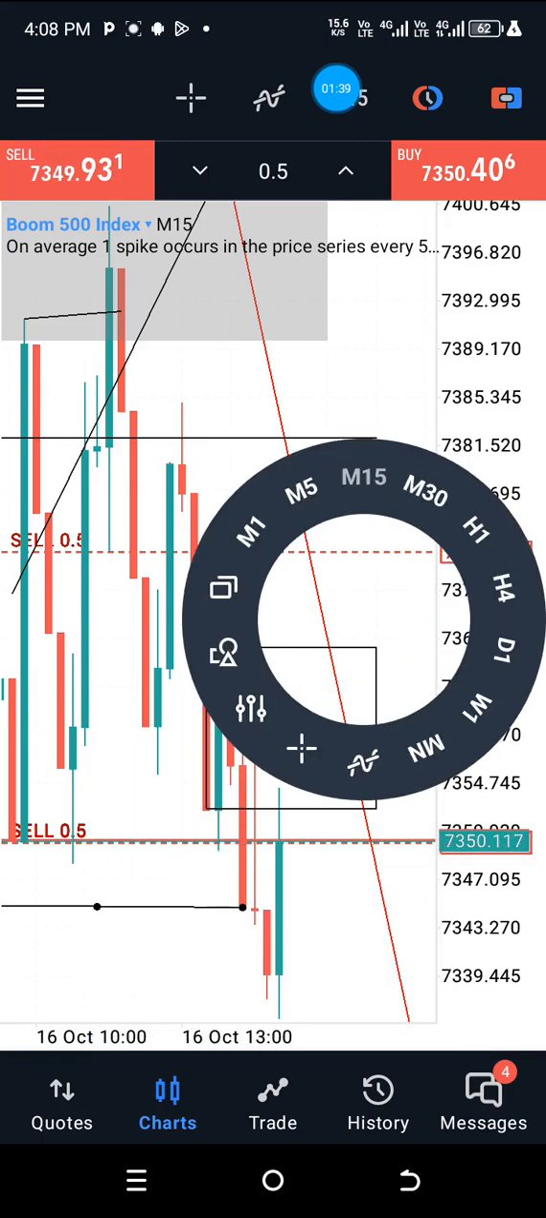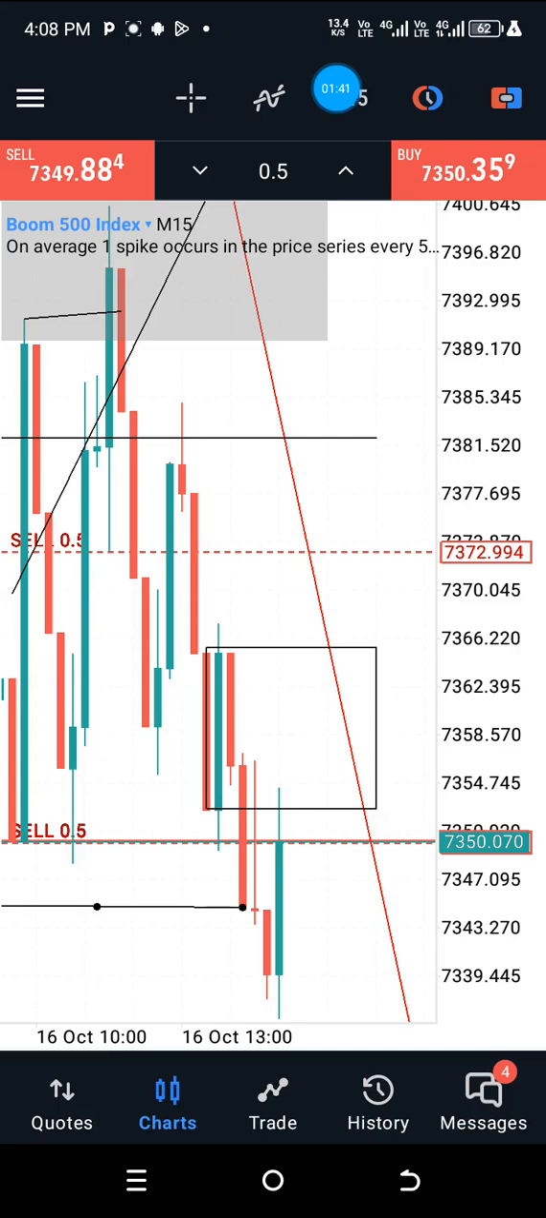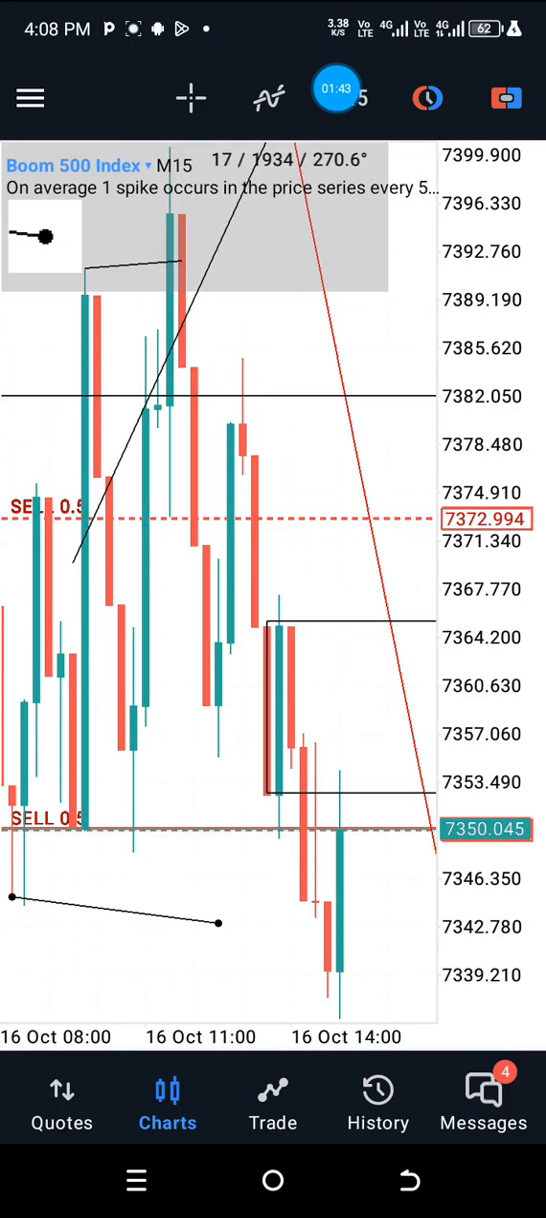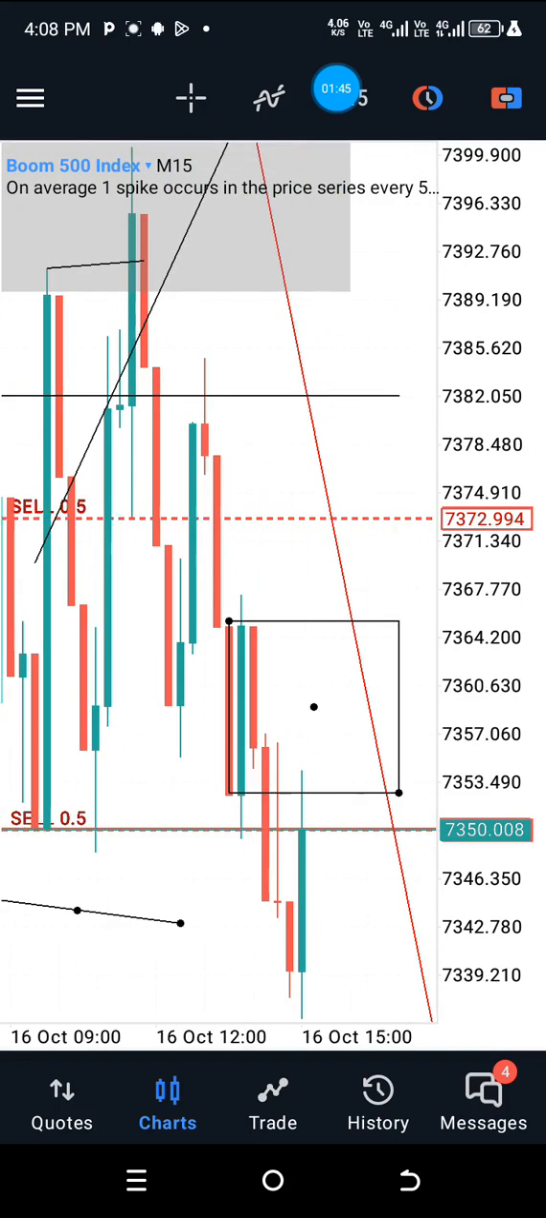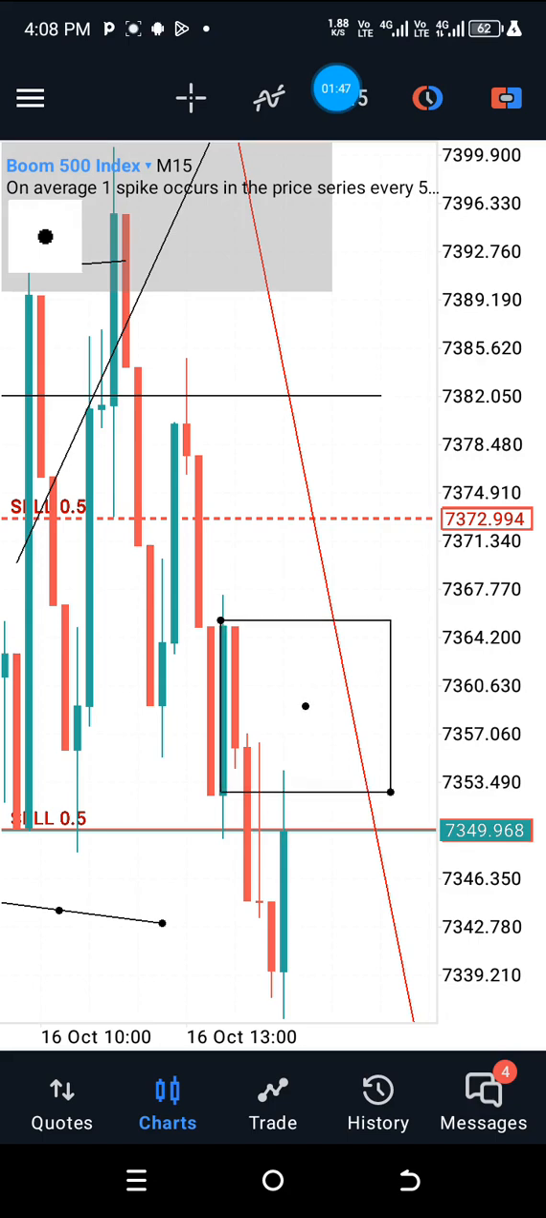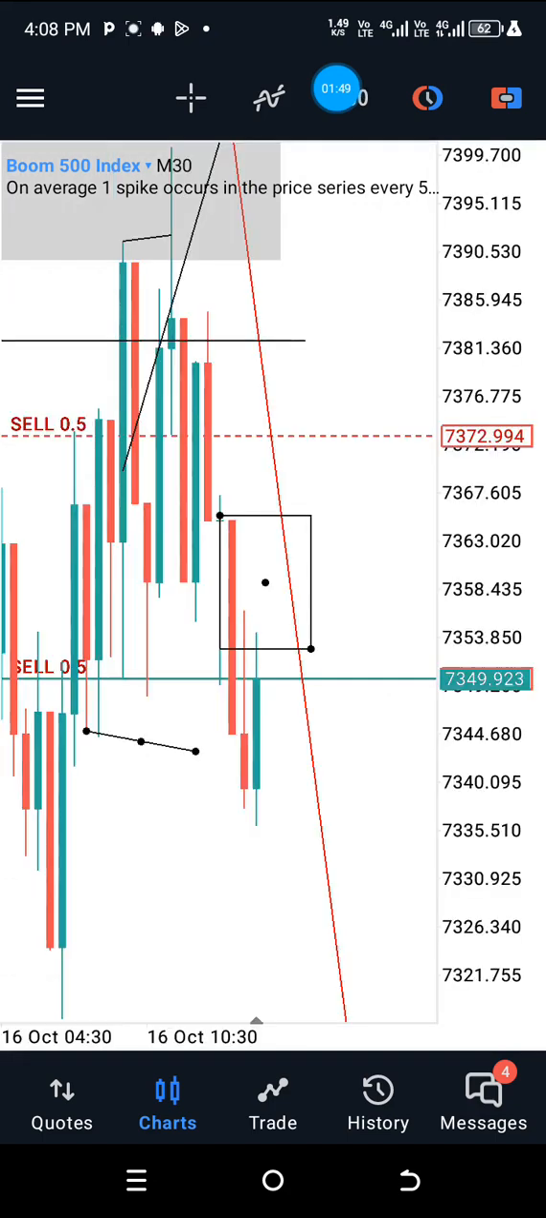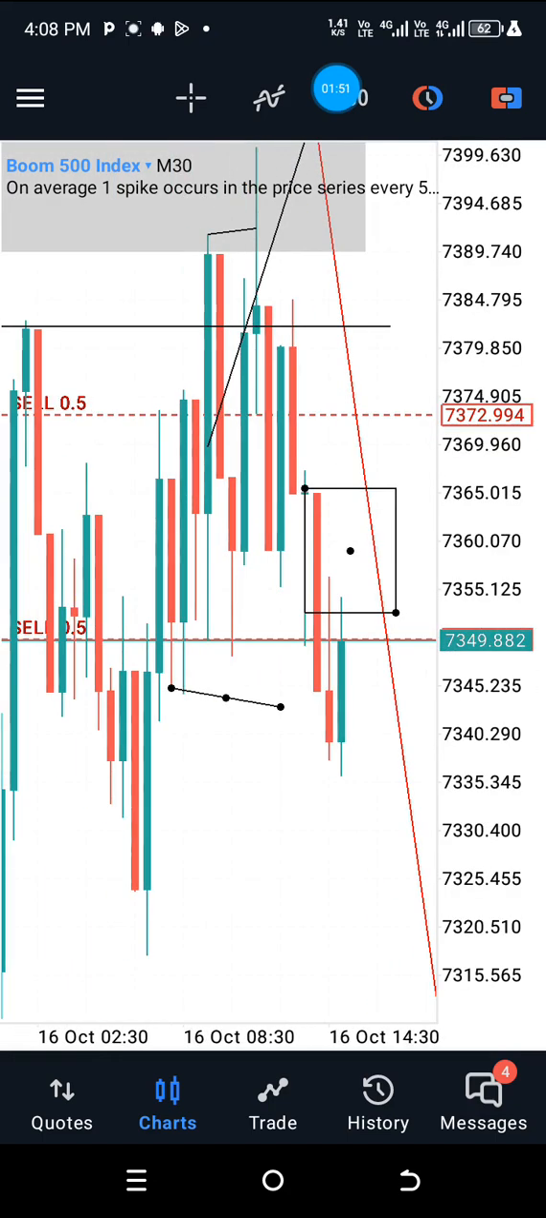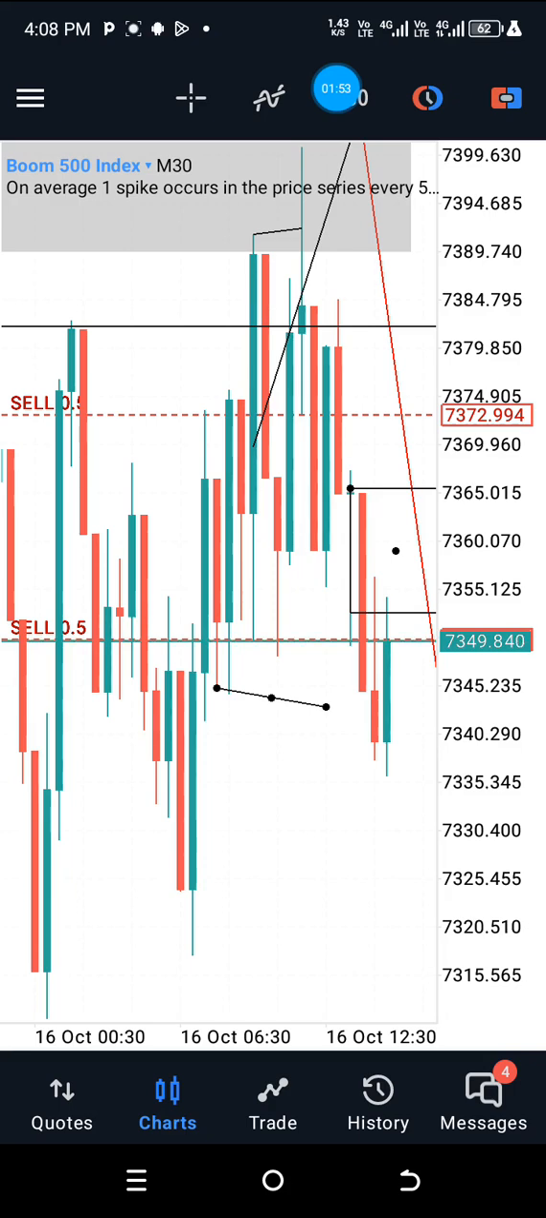I've already placed another sell here because I see that price came back into this other block. That's why I placed my sell here. So that is how we are going to leave it to run.